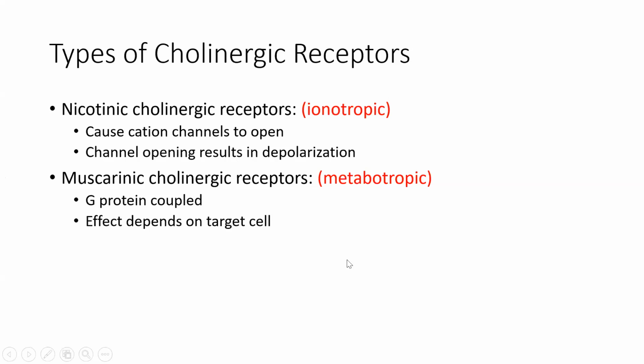Now, the second type of cholinergic receptor is called a muscarinic receptor. This is described as being a metabotropic receptor. And as we should remember, this is a slow receptor. This is going to bring about a slow response. And it's also going to require a G protein coupled to this receptor, okay? This is going to bring about a different effect depending on where this receptor is found. So depending on the target cell that's associated here, this is going to bring about a different type of response.